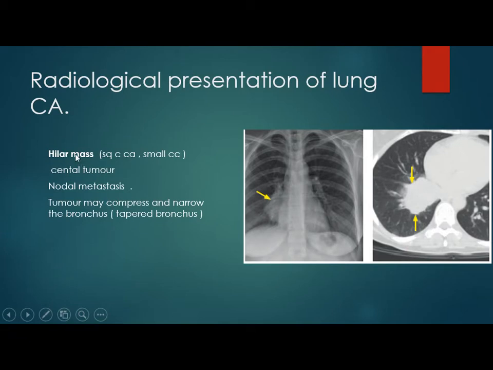Another presentation is the hilar mass. It's most common in squamous cell carcinoma and small cell carcinoma. The hilar mass is either due to the central tumor or nodal metastasis. Tumor may compress and narrow the bronchus, a tapered bronchus. If we see a tapered bronchus, it's specific for carcinoma. Here this is the mass, perihilar, and here.